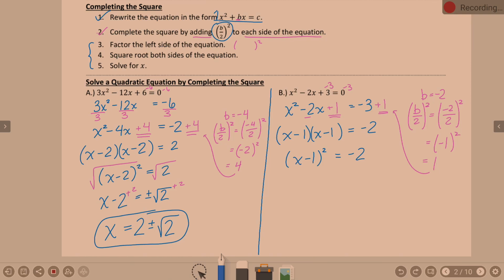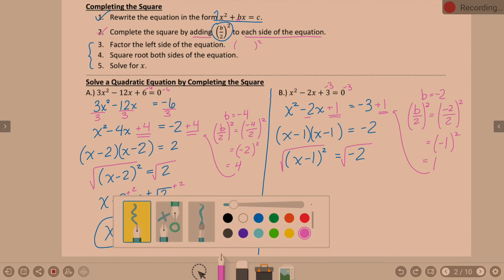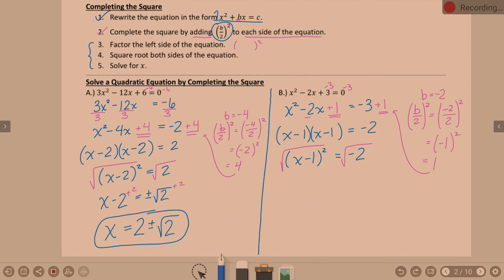Okay, now what? Yes, square root. We square root the left, we square root the right. What is the square root of x minus 1 squared? X minus 1. What is the square root of -2? Plus or minus square root 2? No, you have to do that step differently, because of that weird stuff with negatives.